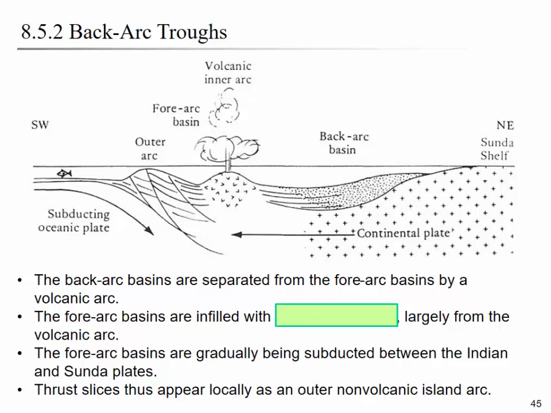Back arc basins are separated from the fore arc basin by a volcanic arc. So you have an arc here, and fore arc basins are infilled with marine sediment. Here it's near the marine sediment. And the fore arc is gradually being subducted between the Indian and Sunda plates. Thrust slices thus appear locally as an outer non-volcanic island.